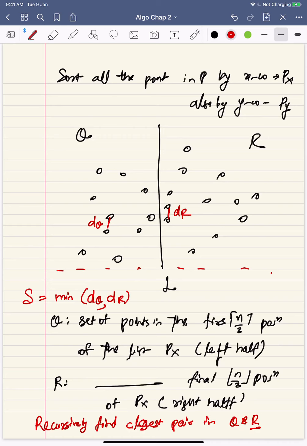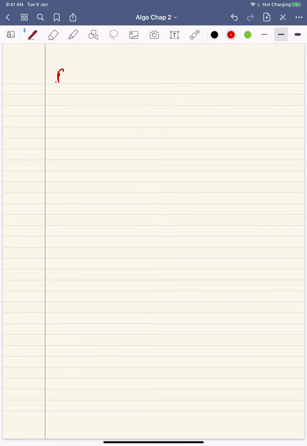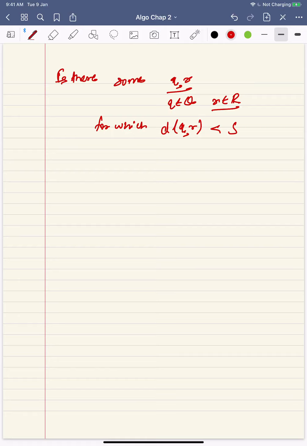The only problem could be: is there some pair Q and R, one in the left and one in the right, for which the distance is less than lambda? Only if there are such points will the final solution be different from lambda.